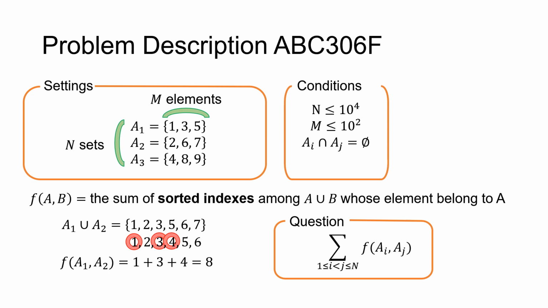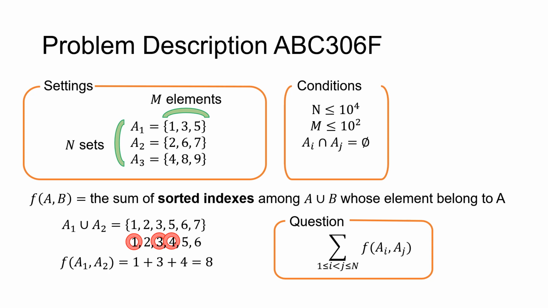We have n sets represented as Ai, and each set Ai has exactly m elements. The number of sets n is at most 10 to the fourth. The number of elements in each set m is at most 10 squared. And any two sets Ai and Aj are mutually exclusive, which means all the nm elements are distinct.